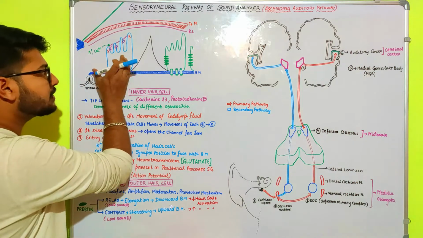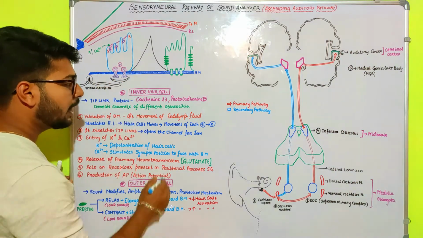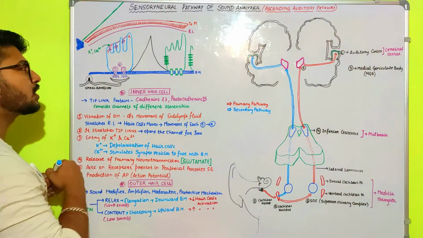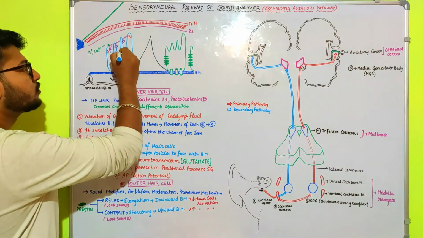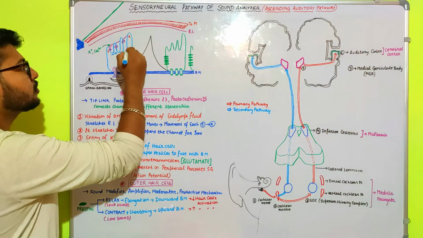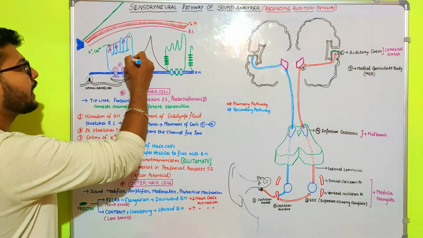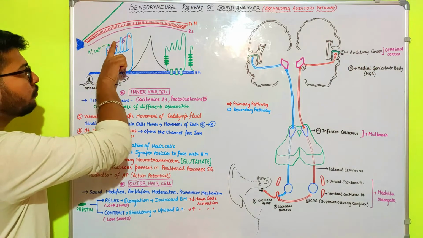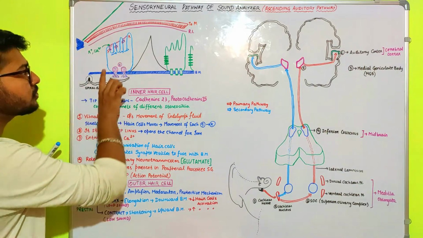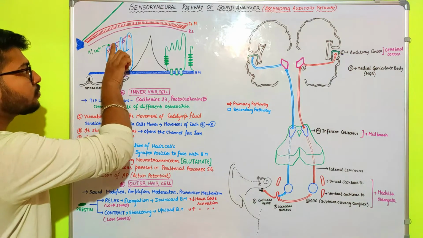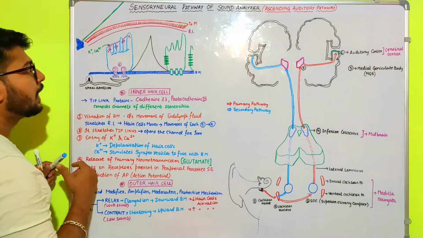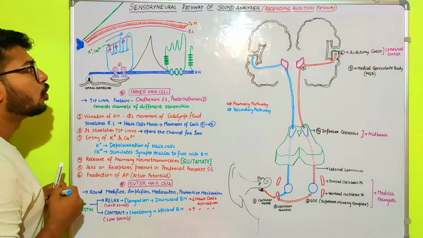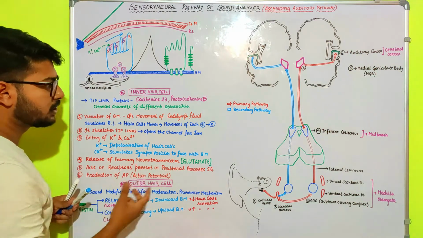Okay, the hair cell is going to shear, and it will lead to the movement of each stereocilia towards the kinocilium. It means that this stereocilia is going to move towards the next stereocilia, and the next stereocilia is going to move towards the next stereocilia. It means the whole stereocilia is going to move towards the kinocilium.